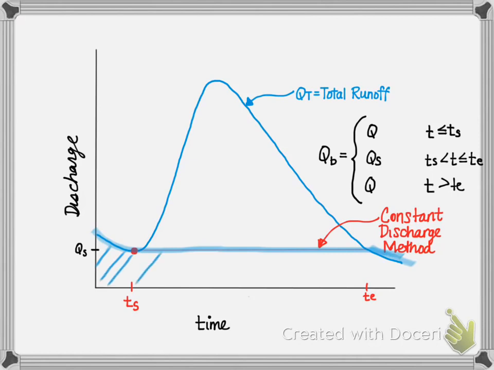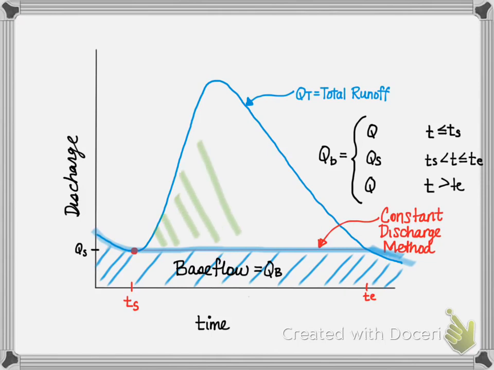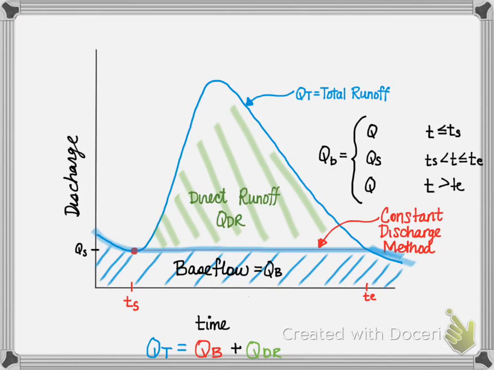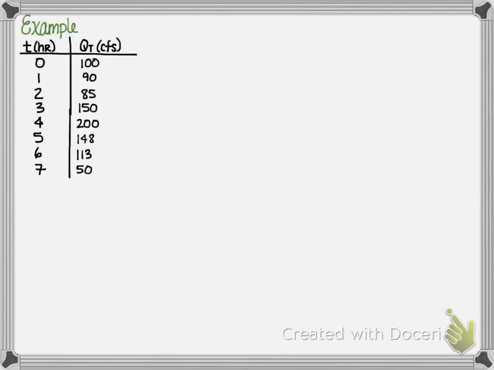The bottom section refers to the base flow, while the top represents the direct flow. The overall flow rate, QT, is equal to the base flow, QB, plus the direct runoff. So let's do an example.